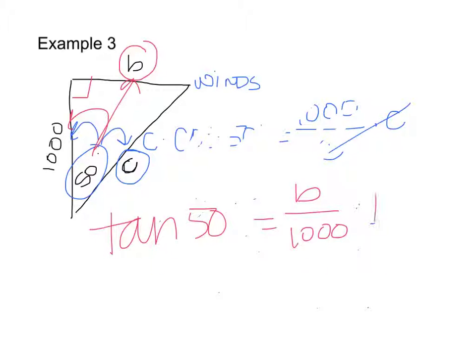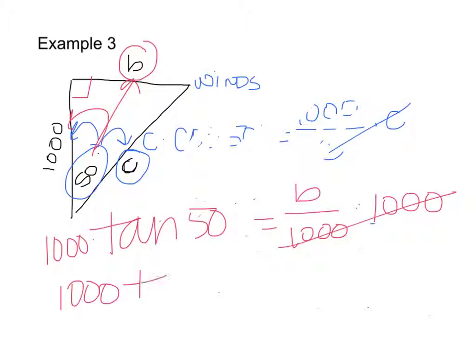So to solve for B, I'm going to multiply both sides by 1,000. Thousands cancel on the right, and I get that 1,000 times the tangent of 50 is equal to the length of B, and B, when I multiply that out, is about 1,192 feet.